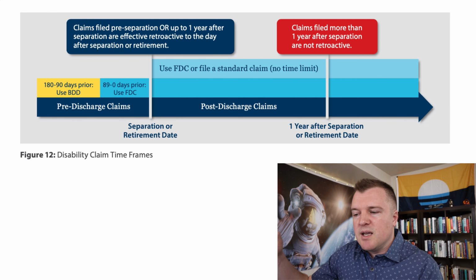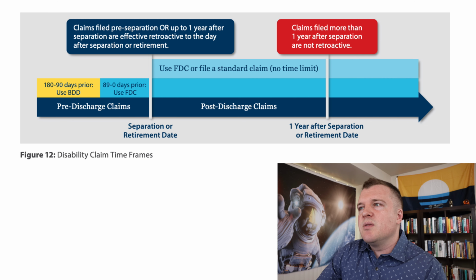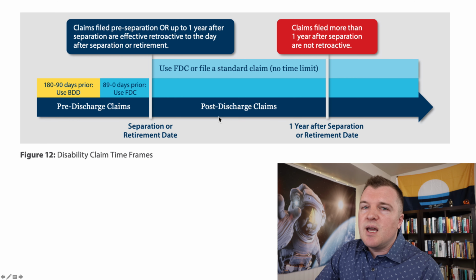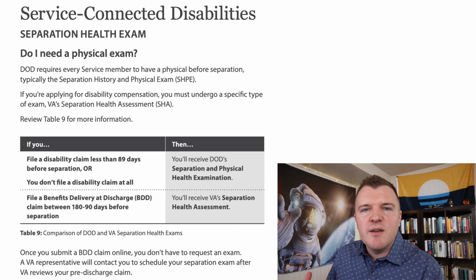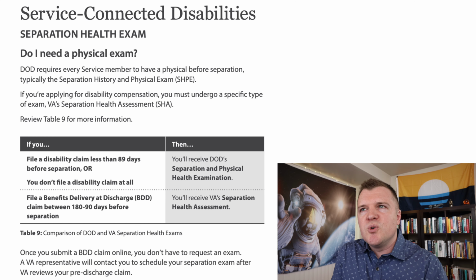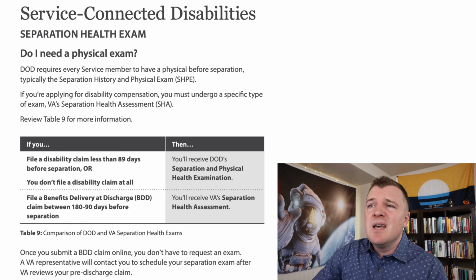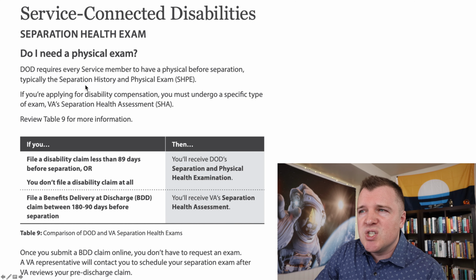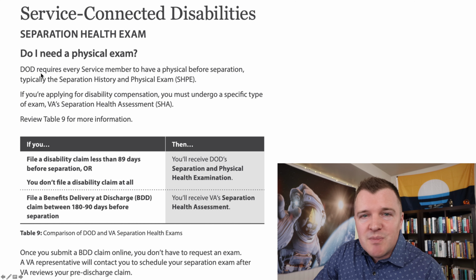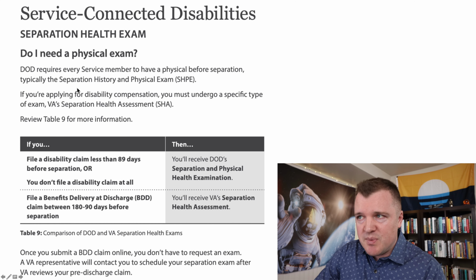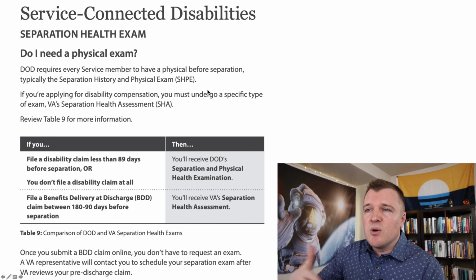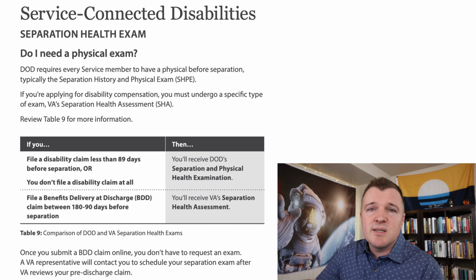And once your VA claim is approved potentially, then the day you file is the day that your benefits are in effect. Now, prior to separating from the military, you're going to have to do a separation health exam. This is called the SHPE, the Separation History and Physical Exam. So every service member who leaves service has to meet with a physician to go over their medical history with their SHPE. And at this point, you can go through the VA disability claim process or not.